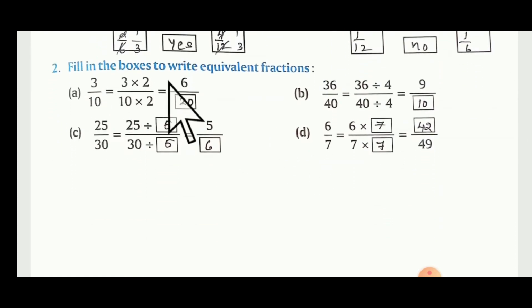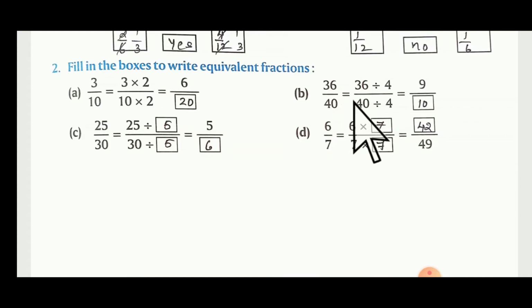Fill in the boxes to write the equivalent fraction. 3 by 10 is equal to 3 by 10 into 2 by 2. See, we are writing the same numerator and the same denominator here with the equivalent fraction. So 3 by 10. 3 2s are 6. So 10 2s are how much? It will be 20.